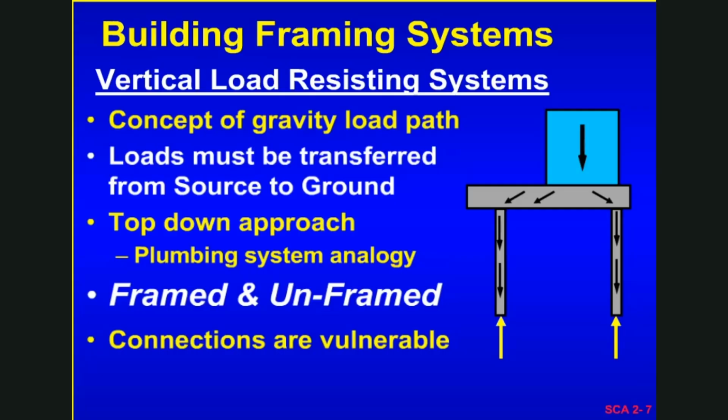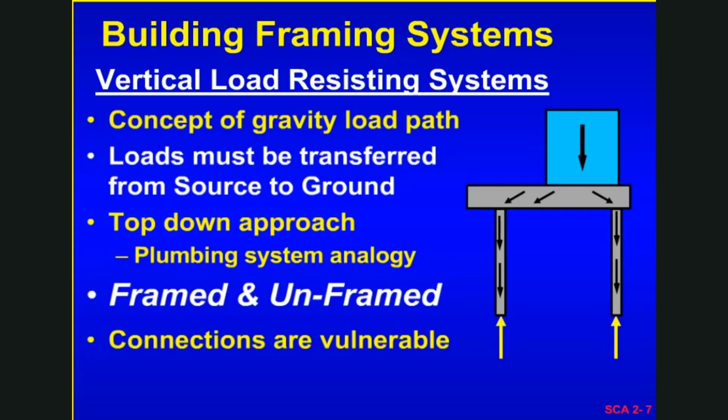For vertical loads, we have two basic systems. One is the framed, the other one is the unframed system. The framed system you can think of as a set of beams and columns, also like a skeleton. The unframed system is actually made up of a series of what we call bearing walls that, again, take the load out of the roof or the floor system down to the ground directly.